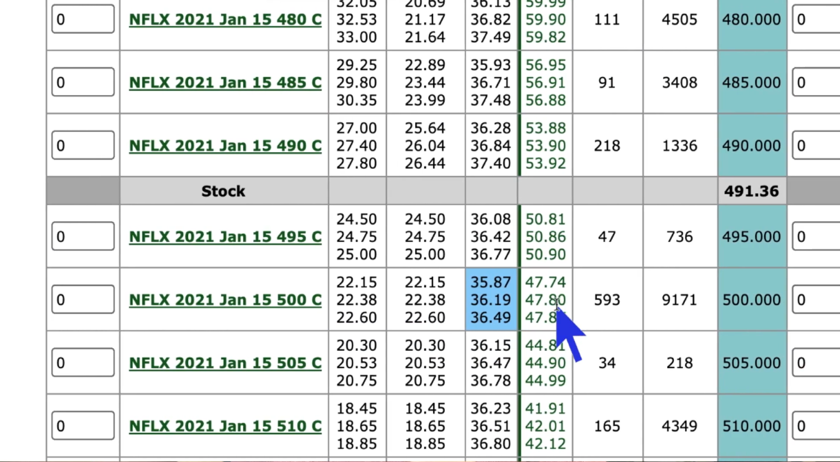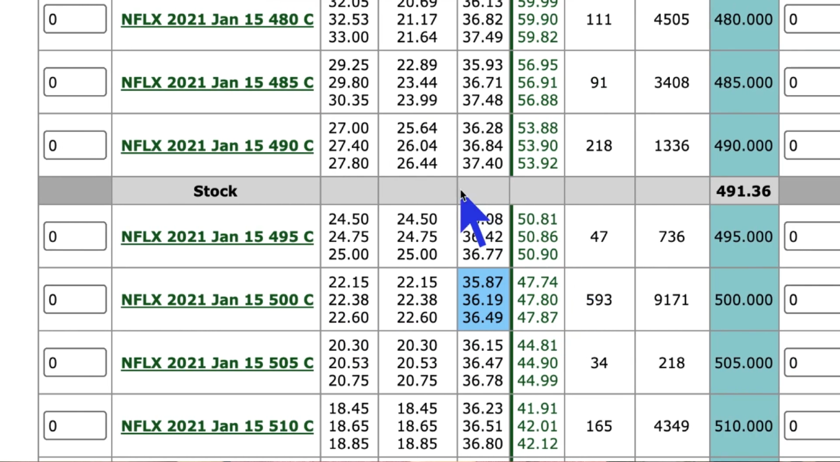Here are the calls. Now, remember, this doesn't start until next week. I'm just prepping you, and this can change. The price of Netflix can change as well as the price of these options. But what it's telling me right now is these at-the-money options, the 490s are as close to the money as possible, at $27.40. That's $2,740 to be exact, to buy a call option.